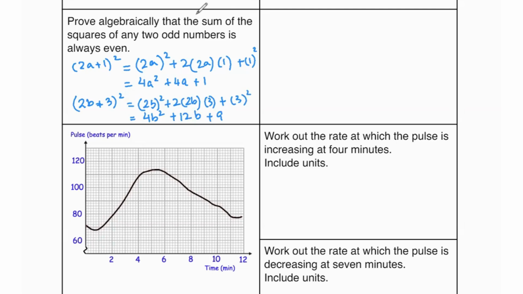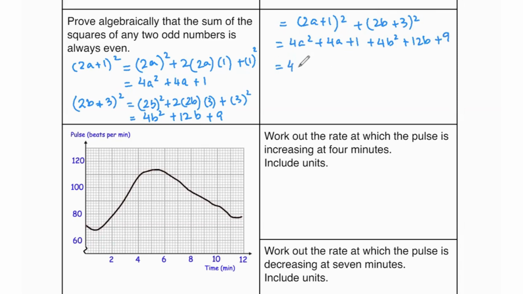Now we have to prove that the sum of the squares of any two odd numbers is always even, which means we're going to add 2a plus 1 whole squared to 2b plus 3 whole squared, which is basically 4a squared plus 4a plus 1 plus 4b squared plus 12b plus 9. So 4a squared plus 4b squared plus 4a plus 12b plus 10, because the constants are the only like terms that we can collect.